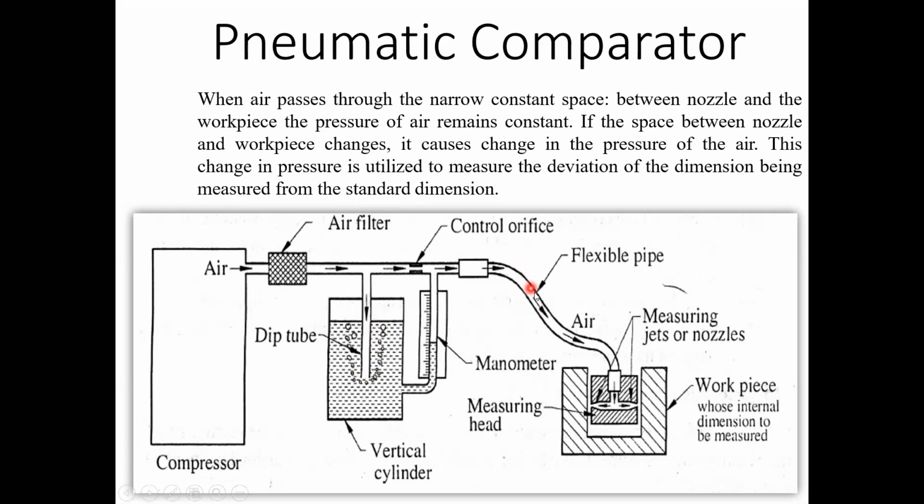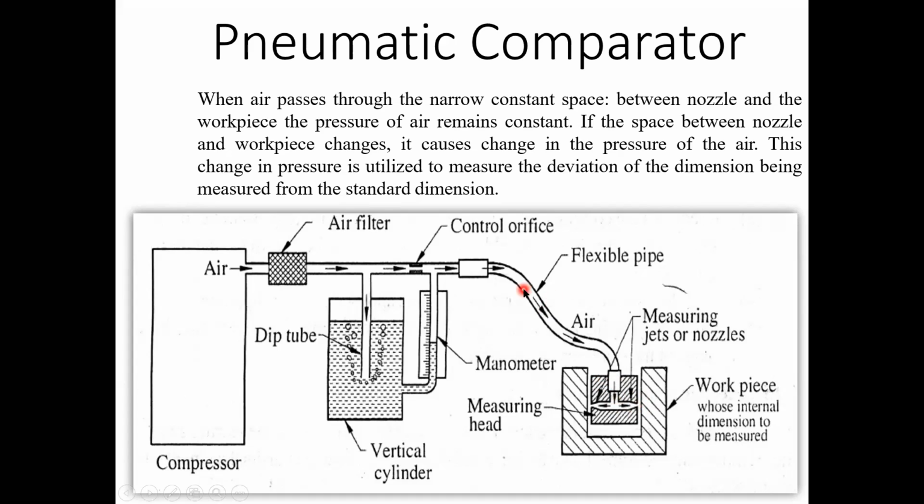Here it is reaching this measuring head. This measuring head is simply used to inspect the internal surfaces of cylindrical components. In mass production, a number of cylinders are produced, and their internal dimensions are to be inspected. To inspect those internal dimensions, this measuring head is used. This measuring head has two nozzles, or measuring jets.